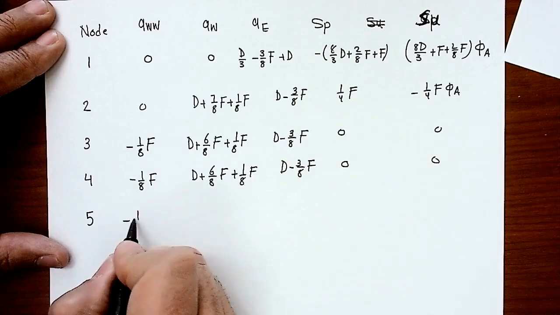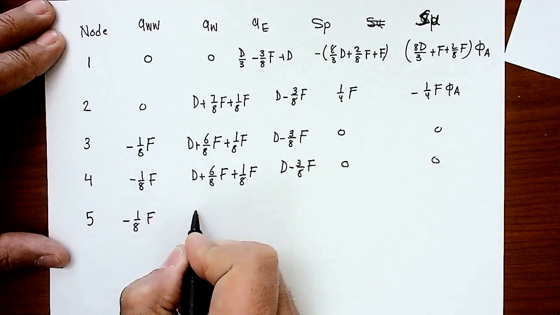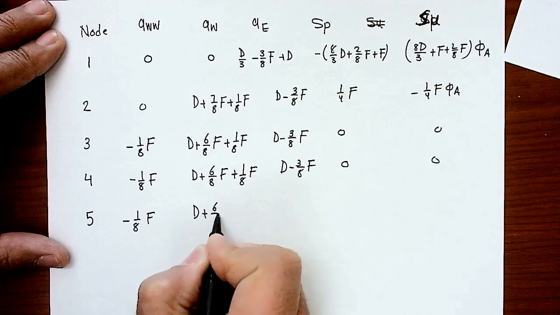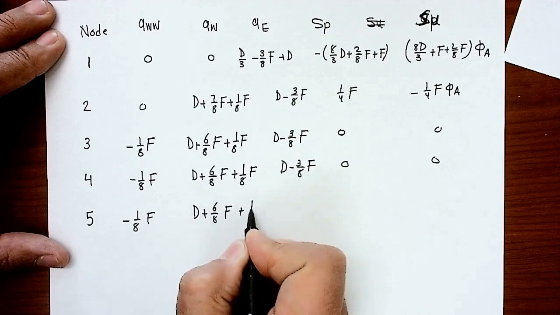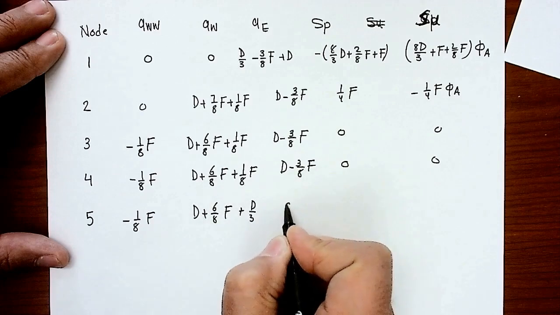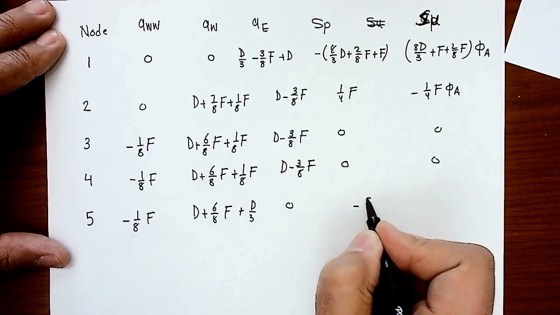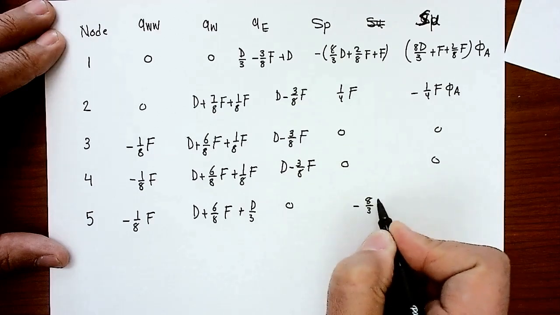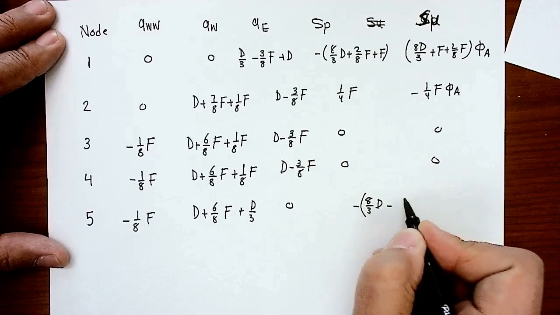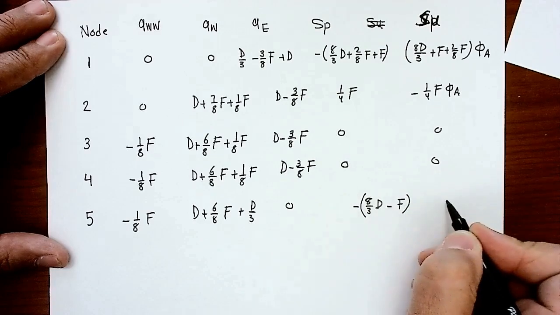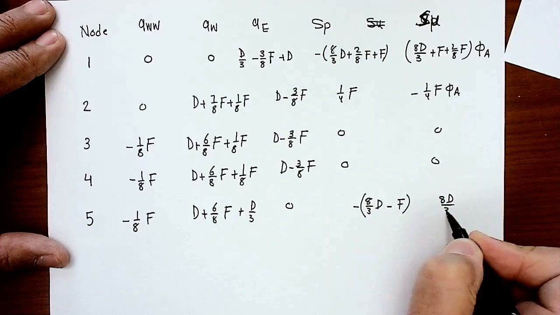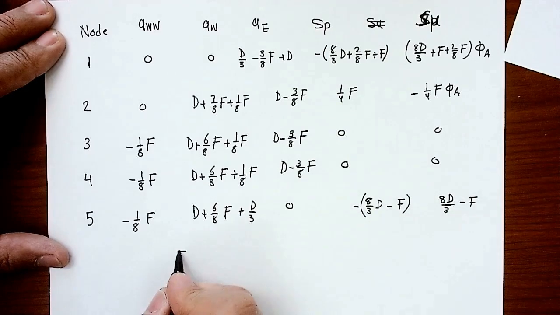Node 5: minus 1/8 F. Then I have D plus 6/8 F plus D over 3. This is going to be 0 minus 8/3 D. Minus is outside, minus F. Then the last one is 8D/3 minus F. I know again, F is 0.2, D is 0.5.